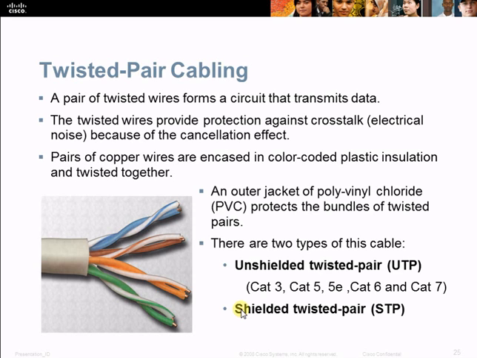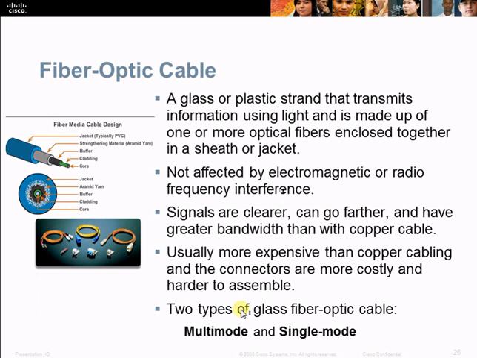And the Cat 7 is a newer cable now, and it has a higher bandwidth capability. And then we have fiber optic cable, and this is a glass or plastic strand cable that transmits light. It is more reliable. It's not affected by radio frequency or electromagnetic interference. The signals are clear and they go further. It's usually more expensive than copper cabling, and the connectors are a little more costly and harder to assemble.